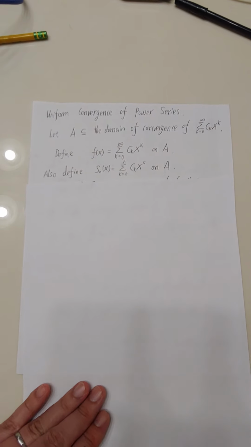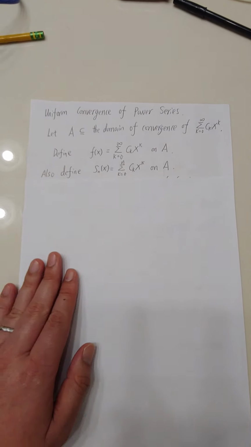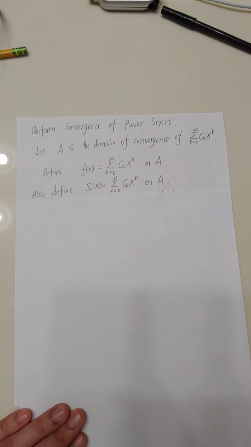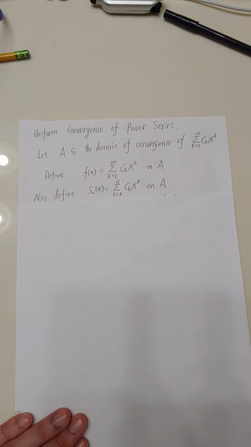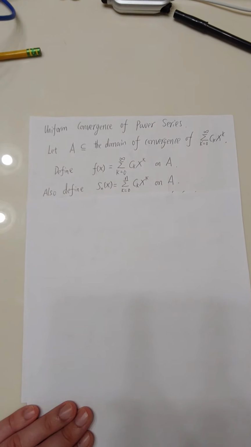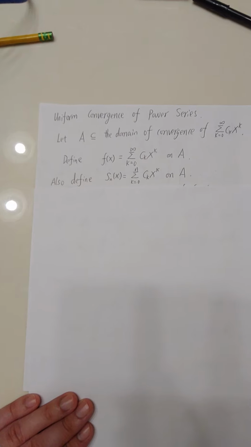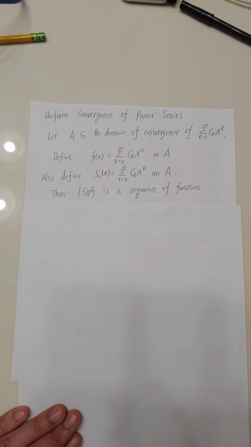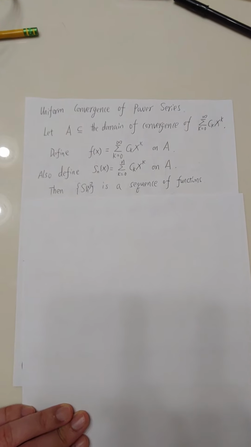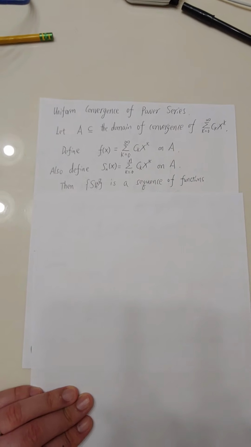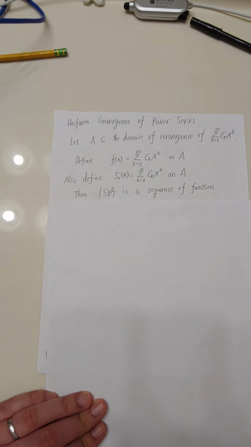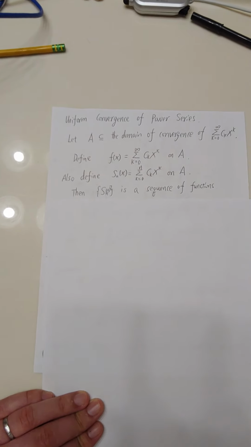And we also define the partial sum, right? The partial sum S sub n of x, which is the summation for k from 0 to n on the same set A. So then this S sub n of x forms a sequence of functions. For different x, you have different values. So it's a sequence of functions.